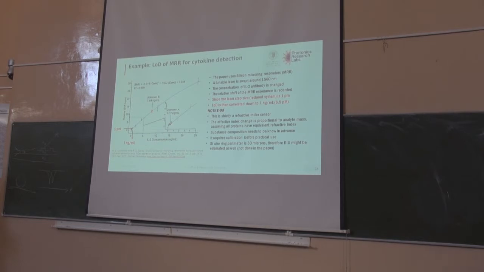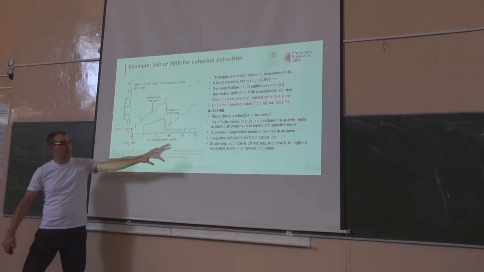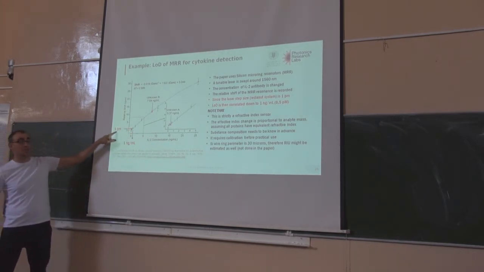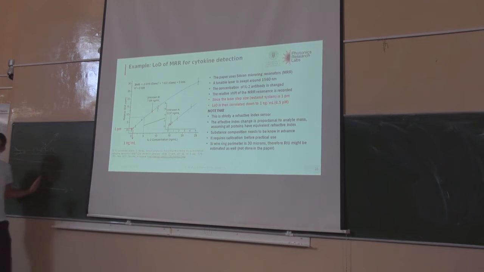Okay? So two concepts that are made. Refractive index units. These refractive index units translate into a change that you try to measure, in this case in wavelength. And since your measurement system has a minimum resolution, that minimum resolution is related to the sensor limit of detection. Okay?